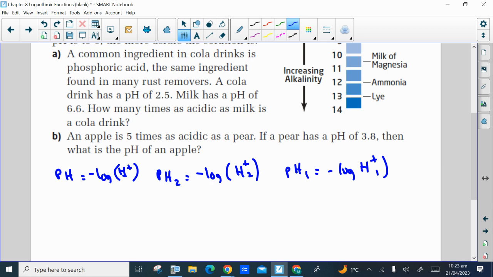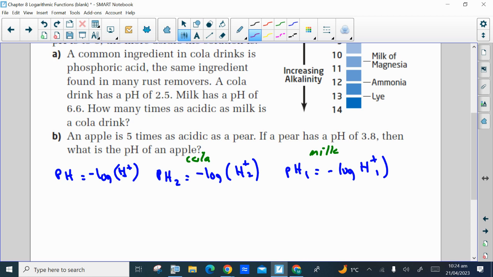And so again, the pH 2 will be the one that is more acidic. This will be the cola. And the pH 1 will be the one that is less acidic. That'll be for the milk. The cola is more acidic than the milk. We want to know how many times more acidic it is. That's what we're trying to do.